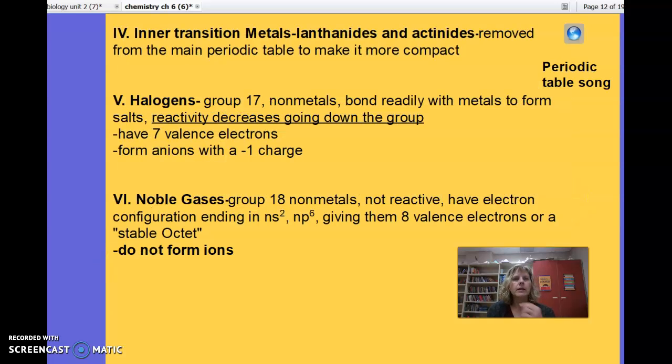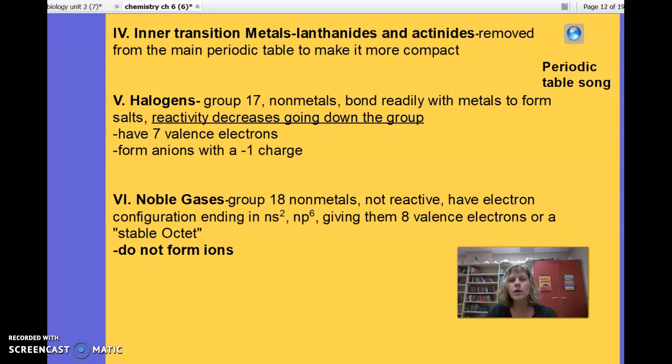Properties of halogens, so they are group 17. They are non-metals. They bond readily with metals. They love to bond with alkali metals or alkaline earth metals. Because they have an overall charge of -1, they bond readily to those alkali metals that have an overall charge in the ionic state of a +1. So yeah, those like to bond together. They have 7 valence electrons.